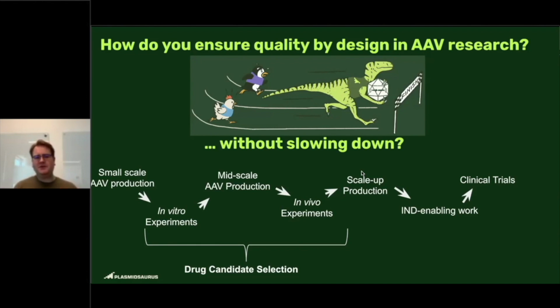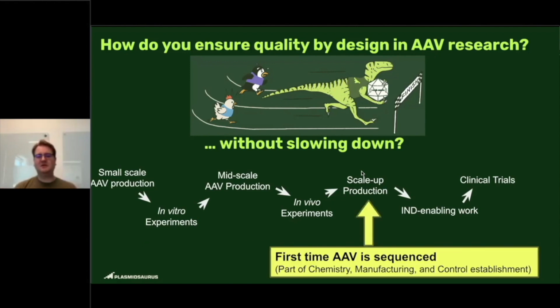With AAV production, because it takes a lot of money, time, and energy to even make small AAV samples, people tend to produce them, put them into in vitro experiments, screen out potential candidates, and scale this up so that they can do in vivo experiments. And then once they've down selected, that's when they tend to do scale up production. And this is the first time that AAV is sequenced.